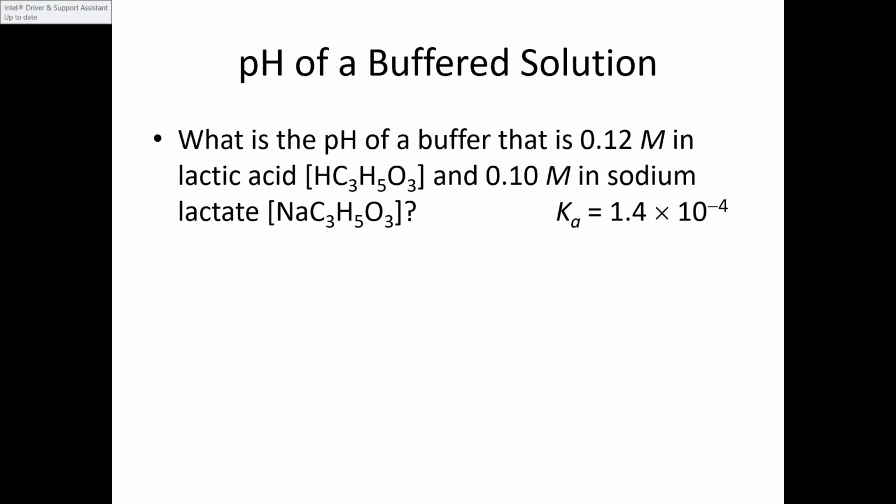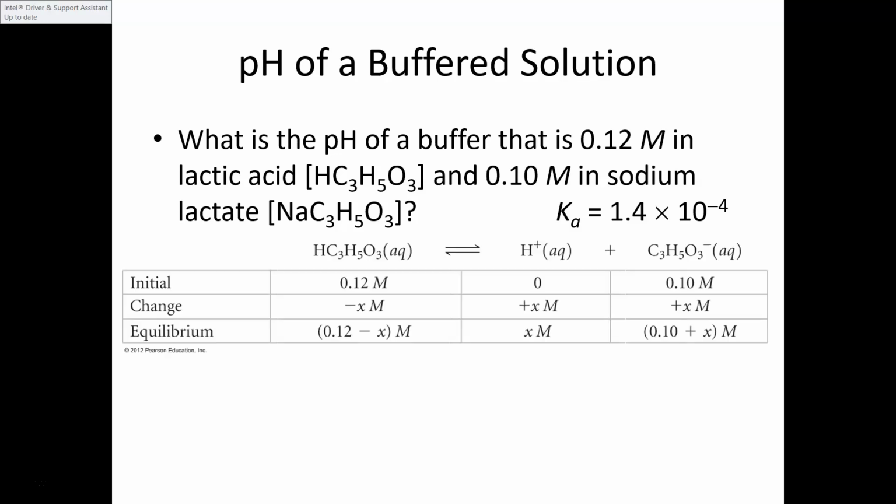So here we've got our lactic acid and sodium lactate solution from the previous problem, and what we're going to do is set up an ICE table to determine what the pH of the solution is. You can see I've got my initial concentrations plugged in there. The change is just a single component of X, since everything is a 1-to-1 ratio from the balanced chemical equation. And at equilibrium, we have our modified concentrations involving increasing or decreasing the value of X.